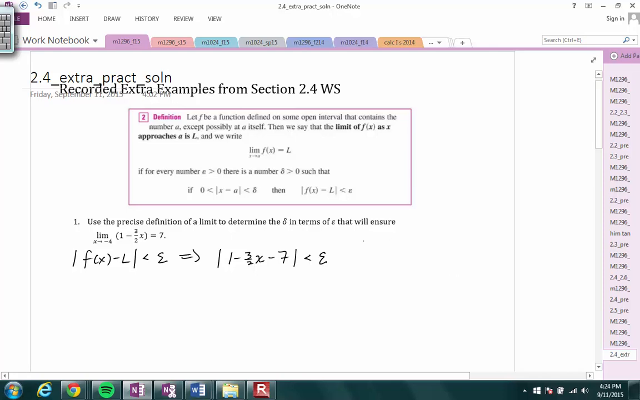And then what we're trying to do is get the x minus a absolute value part on the left side. Our x minus a in this problem is x minus -4, which we might as well just go ahead and simplify to x plus 4. Once we get that on the left, then whatever is left over on the right hand side is what we want to let our delta equal, and it'll be a function of epsilon.